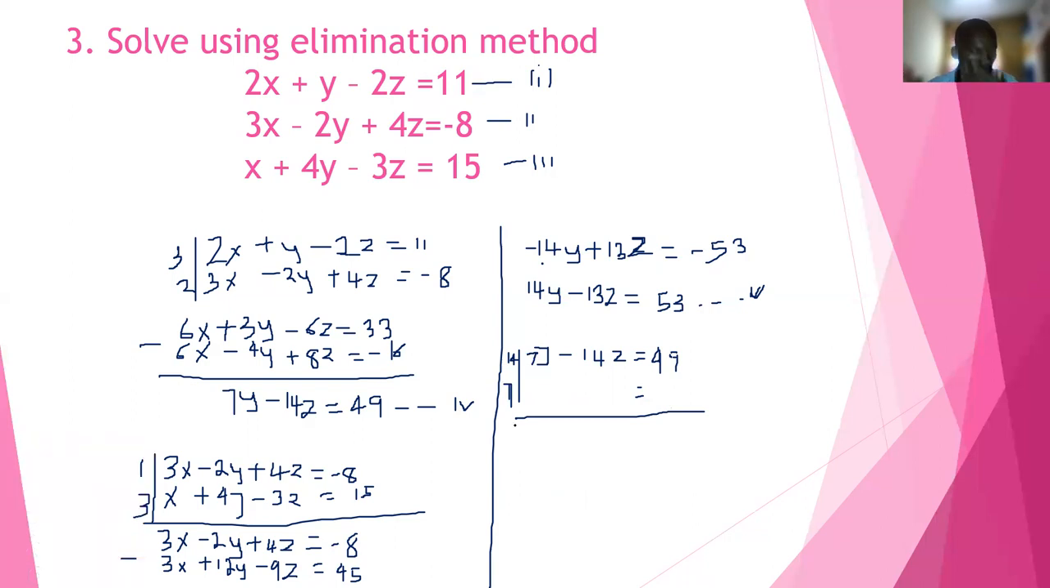So that is that. We will have now 7 times 14. 7 times 14 is 98. So, okay, we'll have 7y plus that. Y is 14.